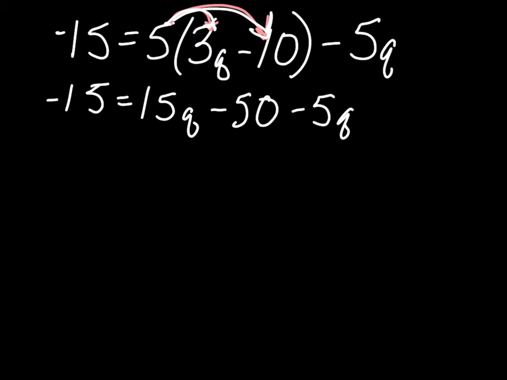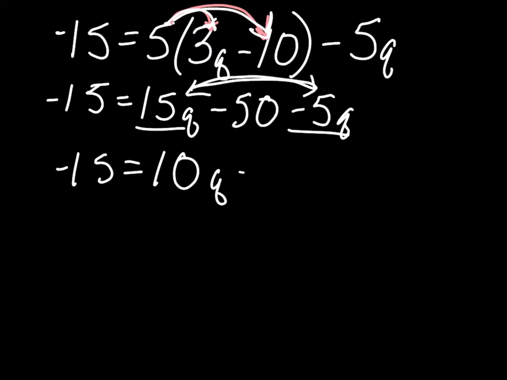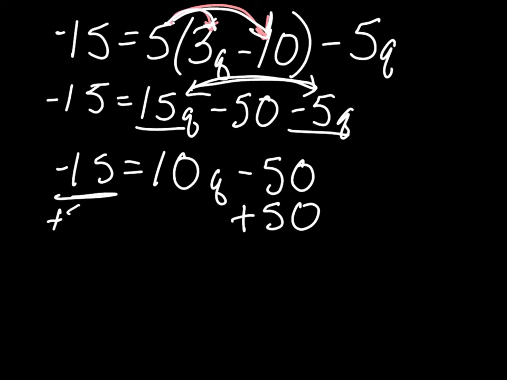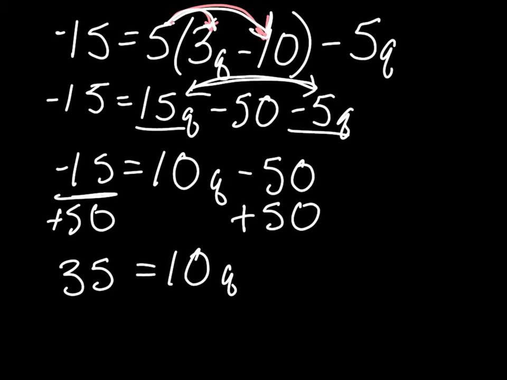Minus 5q. Well, like I told you in the first problem, now we have like terms. So we're going to combine these like terms. 15q and negative 5q combine to make 10q minus 50, and then equals negative 15 over here. So now we can just go to our normal two-step problem. We know that we have to add before we divide, so we're going to add 50 to both sides. We're going to get 35 equals 10q. Divide by 10, divide by 10.